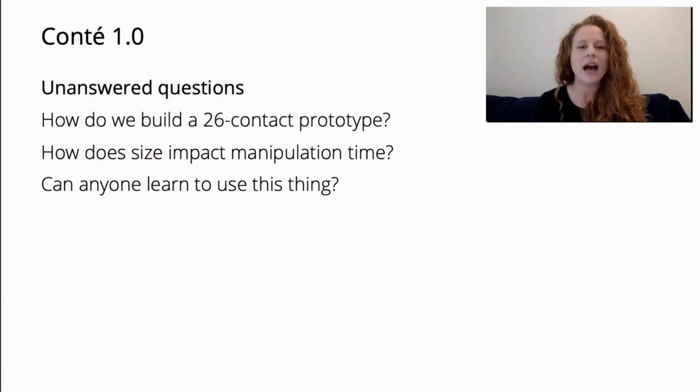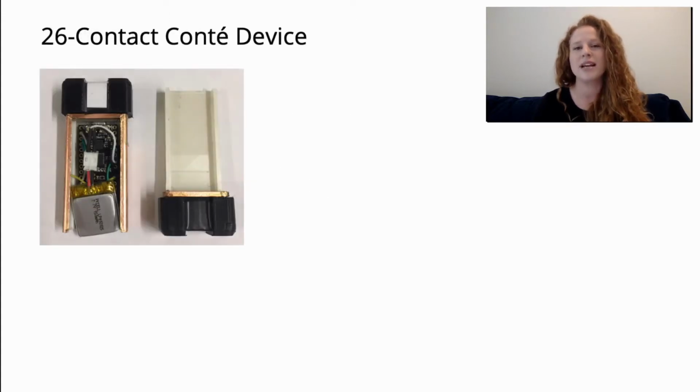First of all, how can we actually build this 26 contact prototype that realizes the full vision of this idea that they had? They claim the device would be fast to manipulate, but this isn't tested, and we can make a prototype of many different sizes, and we don't know how size impacts manipulation time. And finally, probably the most burning question is, can anyone learn to use this thing? Can people remember the location of 26 different commands located on spatial landmarks on the outside of a 3D input device? So, our first order of business was to make a prototype that could actually distinguish between 26 different contacts.